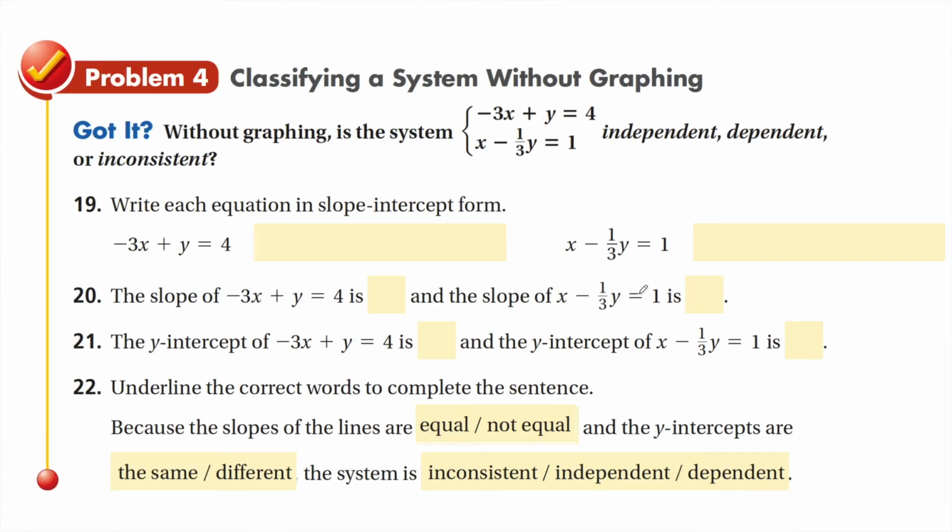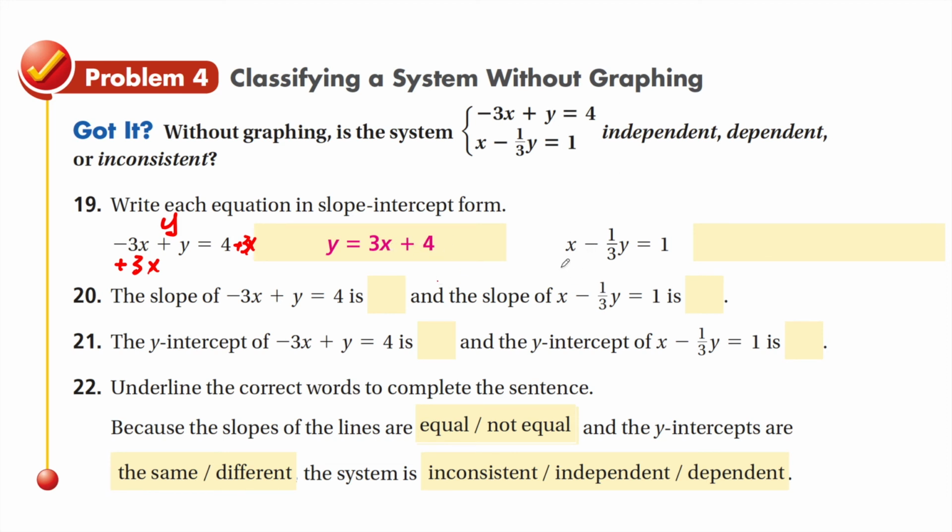Problem number 4, classifying a system without graphing. Without graphing, is the system negative 3x plus y equals 4 and x minus 1/3 y equals 1 independent, dependent, or inconsistent? Can we write the equation in slope-intercept form? So, in other words, can we solve for y? Can we get y by itself? Well, the first one, I'm going to add 3x to the other side, and you're going to get that y is going to equal 3x plus 4.